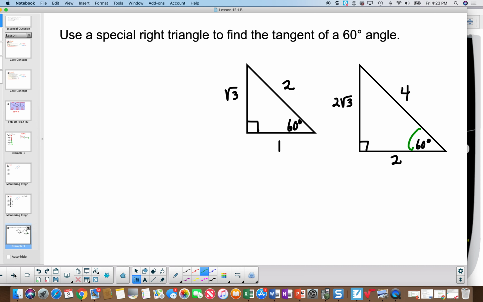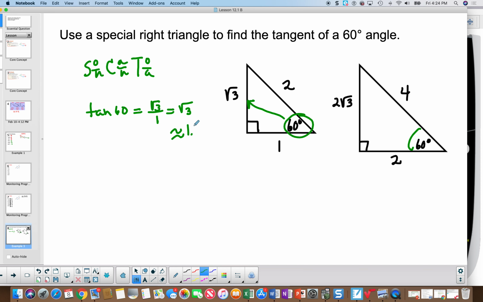Let's use special right triangles to find the tangent of 60 degrees. So we're going to write SOHCAHTOA, and we're trying to find the tangent of 60. Now this is the angle we're using, and this is the opposite. Remember, it's the opposite leg, which is root 3, over the adjacent leg, which is 1. So the tangent of 60 is root 3, and if you put that in your calculator, it's about 1.7.